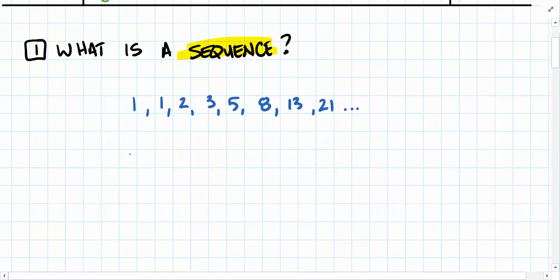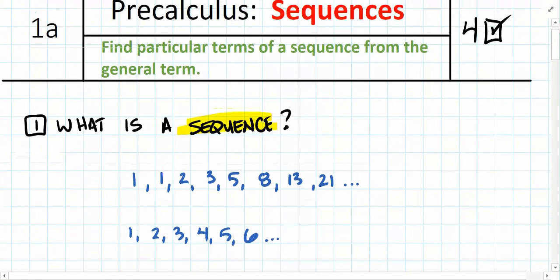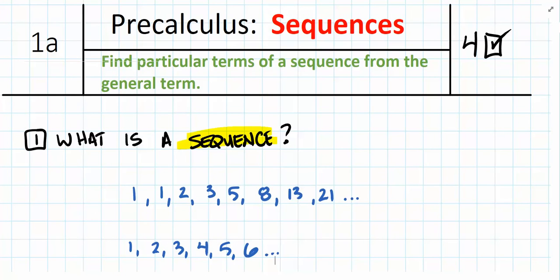Okay, here's another really basic sequence: 1, 2, 3, 4, 5, 6, and then so on. Just counting numbers, the natural numbers in general, could be a sequence. So a sequence is nothing more than just a string of numbers put together in a particular way.